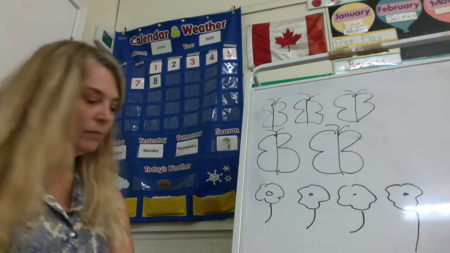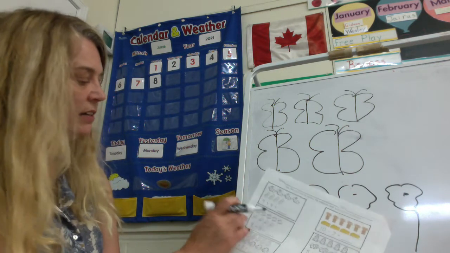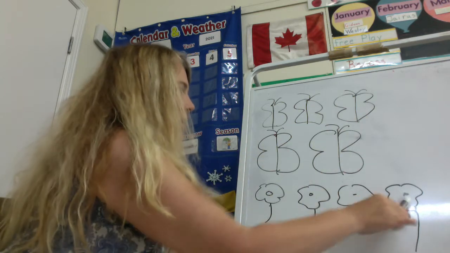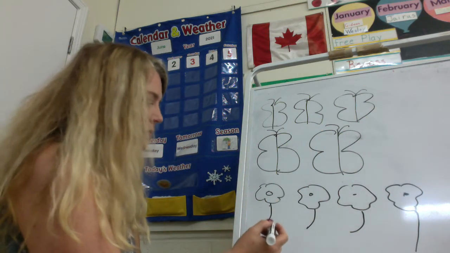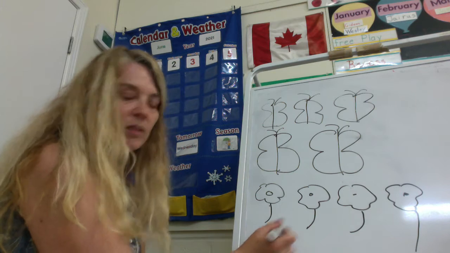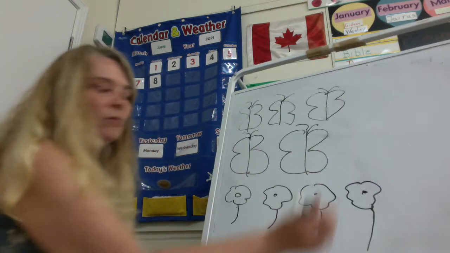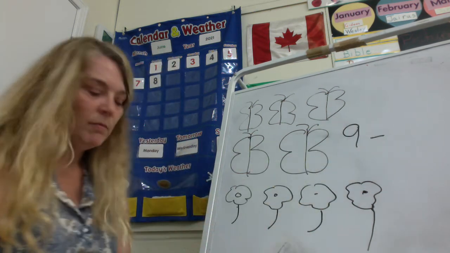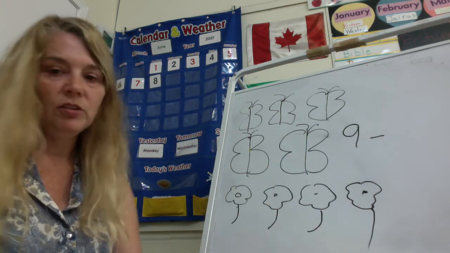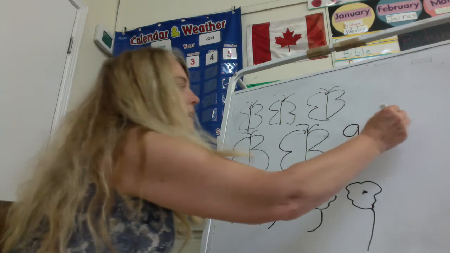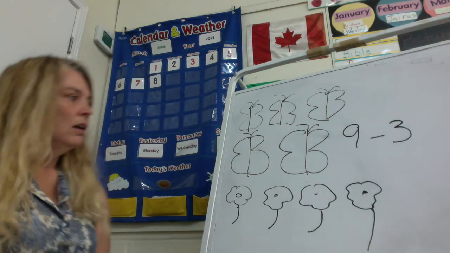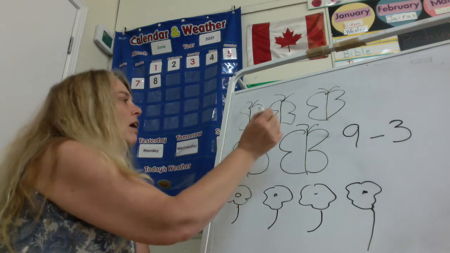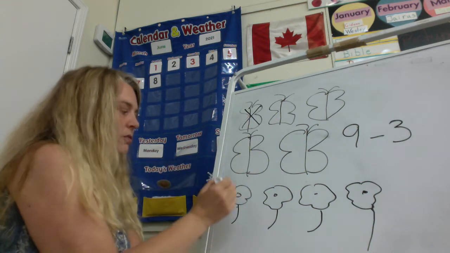Okay, so it says 9. Let's see if we have 9 pictures. 1, 2, 3, 4, 5, 6, 7, 8, 9. So 5 butterflies and 4 flowers equals 9. So our math sentence is 9, and we want to take away something. It says to take away 3 pictures. 9, take away 3. So let's take away 1 butterfly and 2 of the flowers.